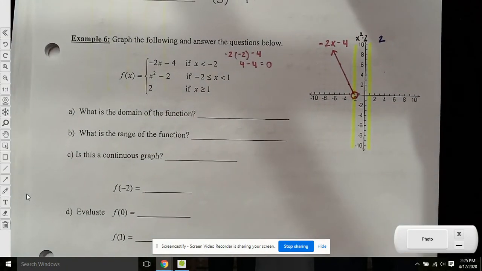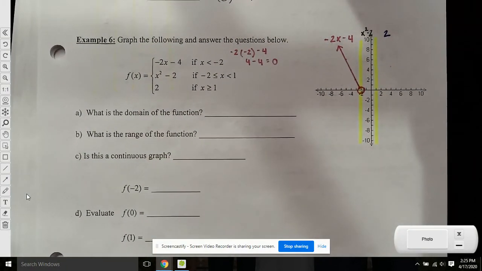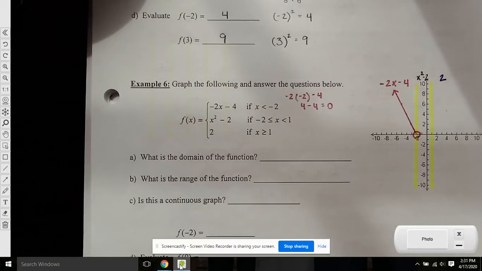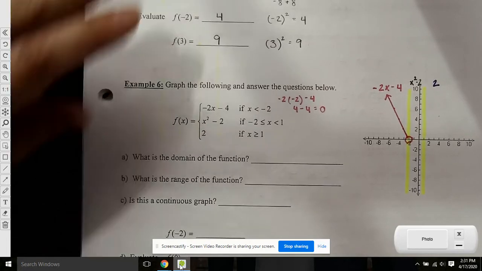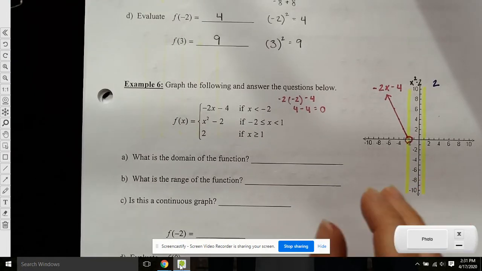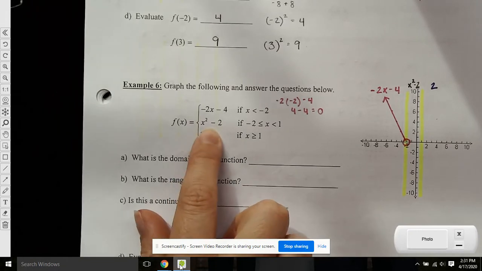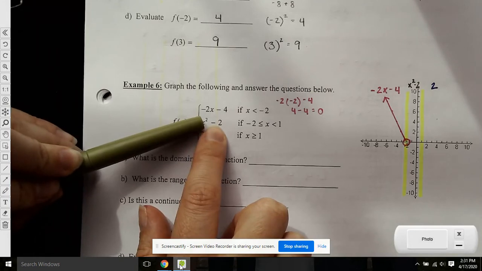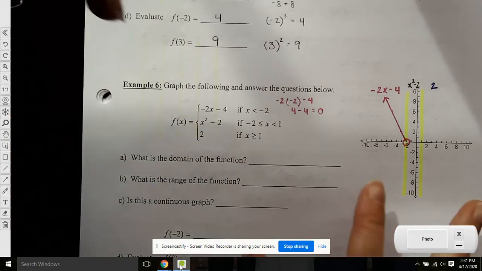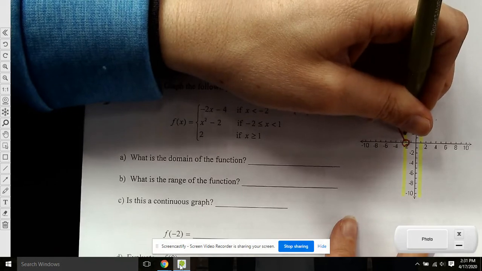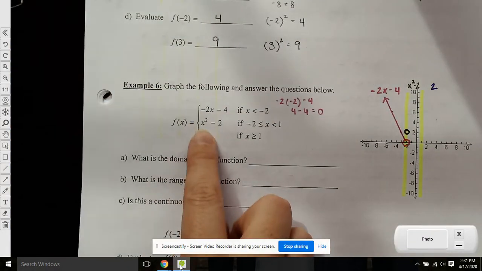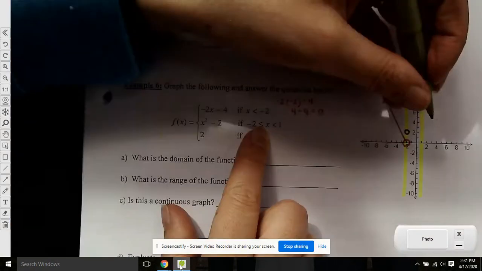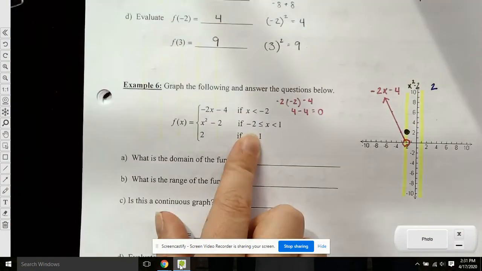All right, so in the middle, I have a quadratic. Just as I did in example 5, I'm really just going to plug in points there. The first point I'm going to plug in is negative 2. Negative 2 squared is 4, minus 2, 2. So I have a circle at 2. This is going to be a closed circle because negative 2 is less than or equal to x. Because of that equal to part, that one will be closed.